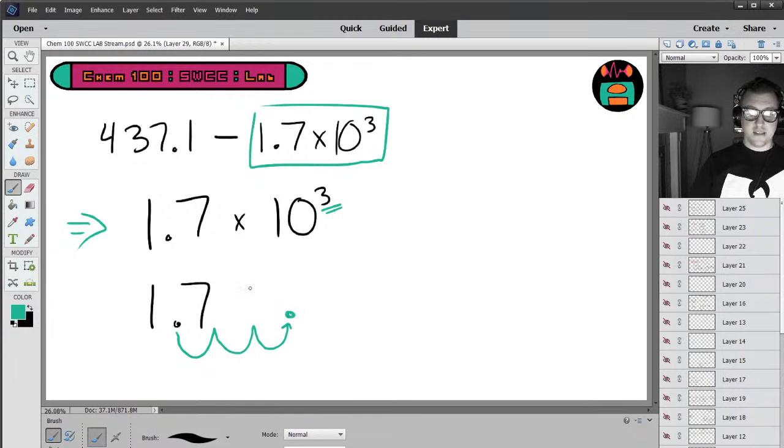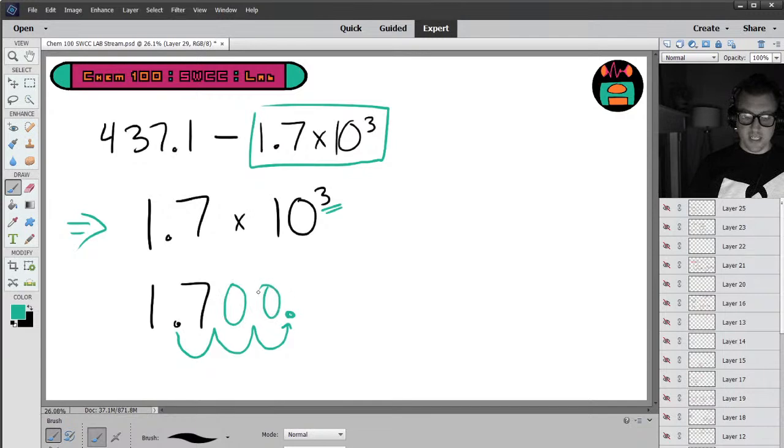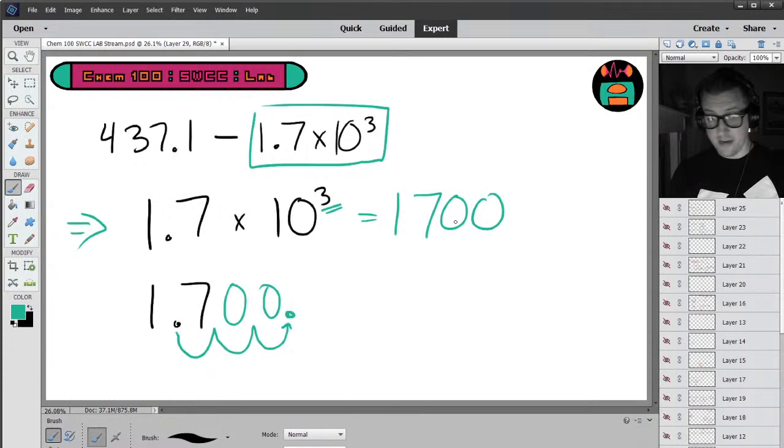But you can't have nothing in between the 7 and that decimal, so in each spot, a 0 goes. So 1.7 times 10 to the third is equal to 1,700. And if you don't believe me, punch in 1.7 times 10 to the third into your calculator. 1,700 is the answer that comes out. So that is step 1 of this problem.